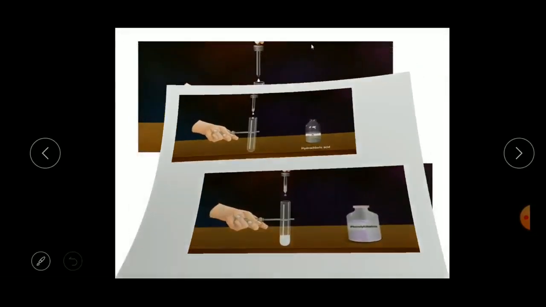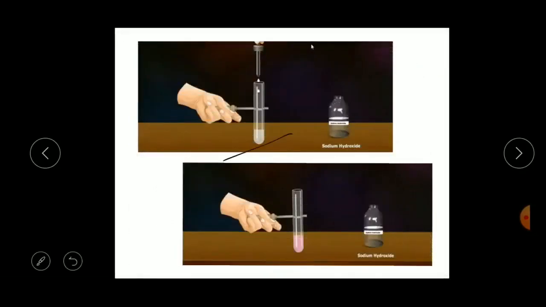Now we take the same solution and add sodium hydroxide to it. Do you find any change here? No. So we have to keep adding the sodium hydroxide solution until we get the pink color. Can you see the pink color? Yes. When we keep adding the sodium hydroxide solution into this test tube, the color changes to pink, right? It means the sodium hydroxide is basic, that's why the color changes to pink.